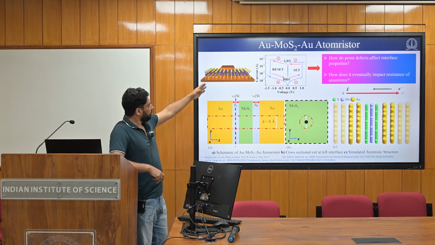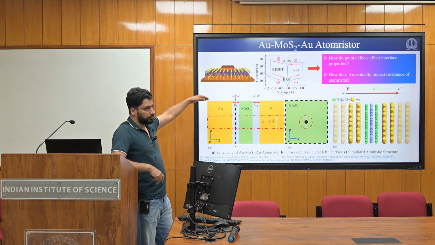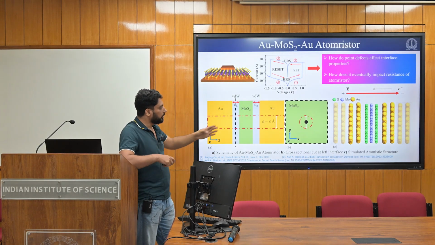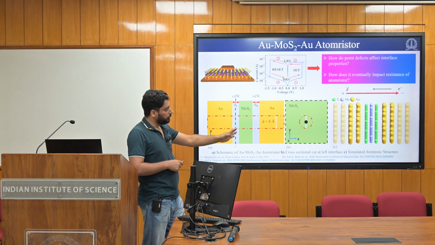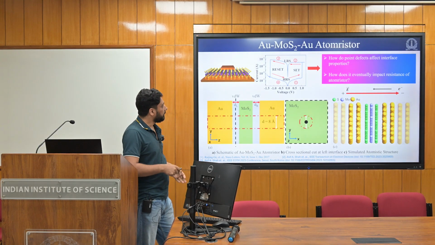In this experimental setup, it was the top and the bottom. The voltage was applied to the top electrode. So the convention is, it's very important to understand, the electrons will flow from right to left.